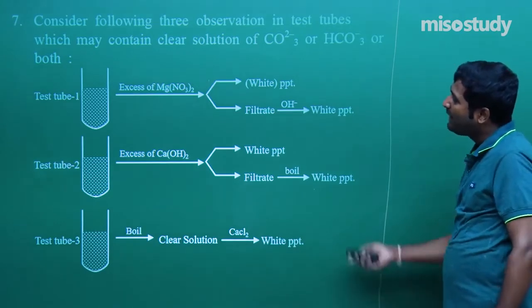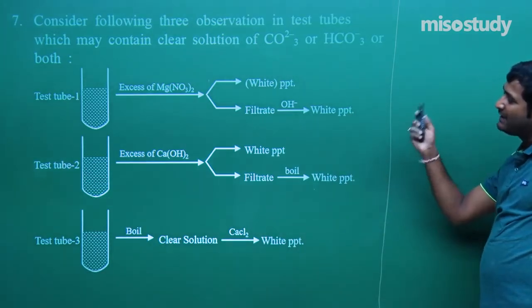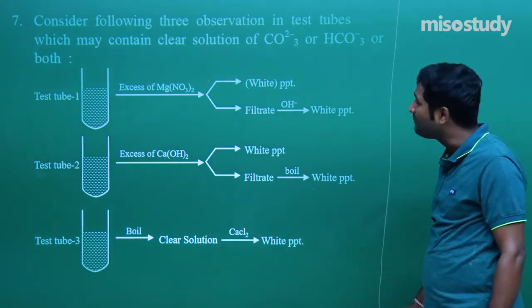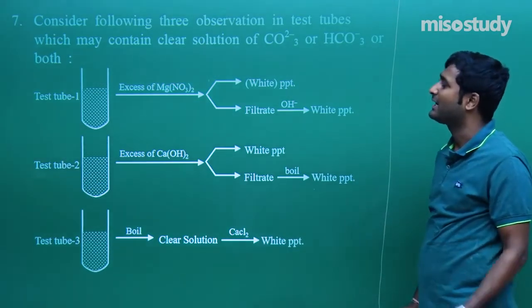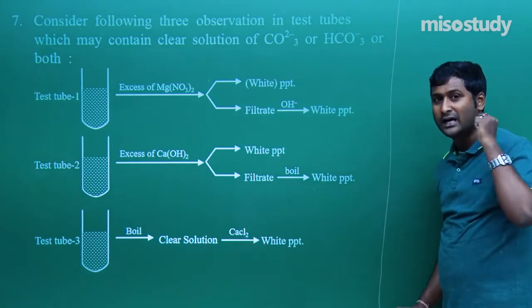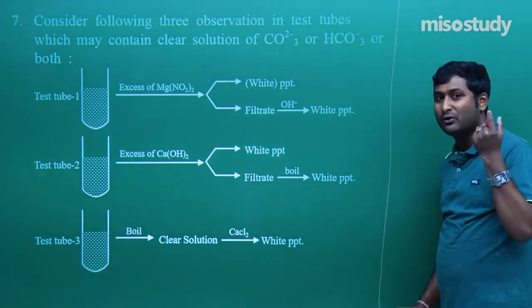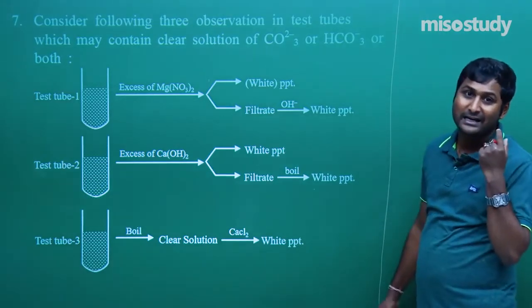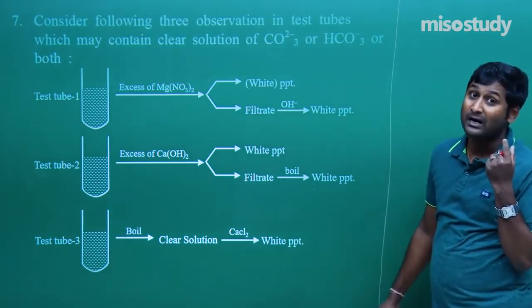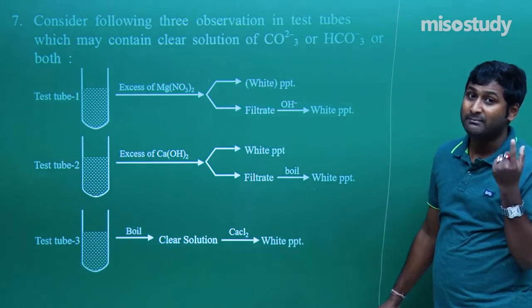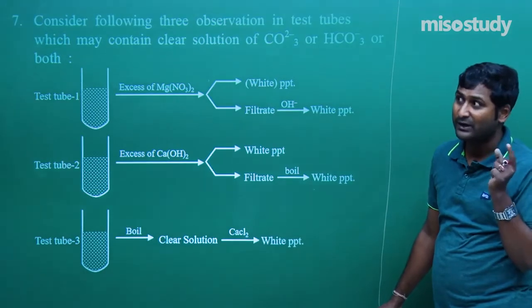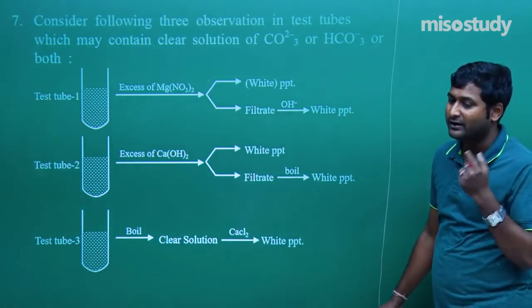Now by looking at this, tell me in which test tube there is a presence of what confirms the presence of carbonate and bicarbonate. It's your turn. Carbonate and bicarbonate I have discussed. These are anionic radicals, Class 1. Carbonate, bicarbonate. Remember this. Tell me friend, what will happen? Think on it.